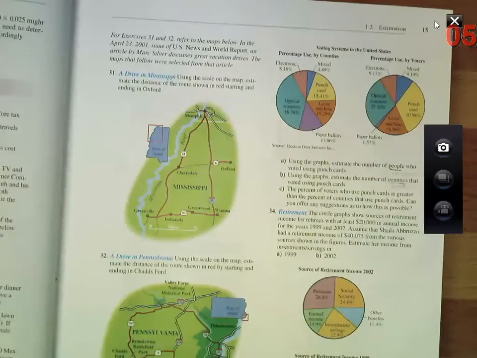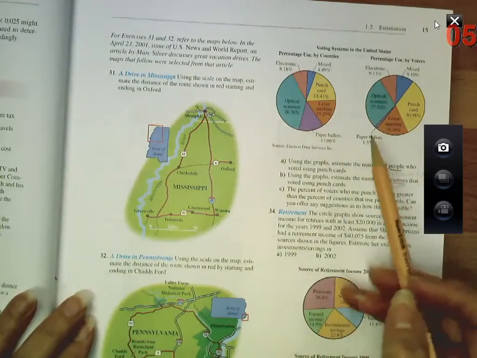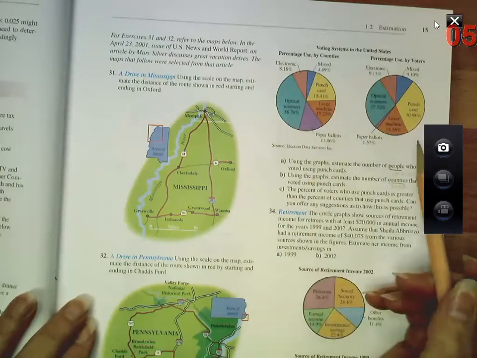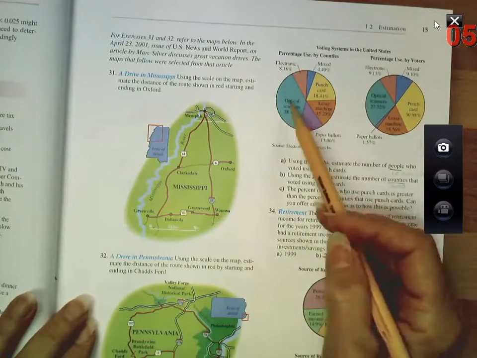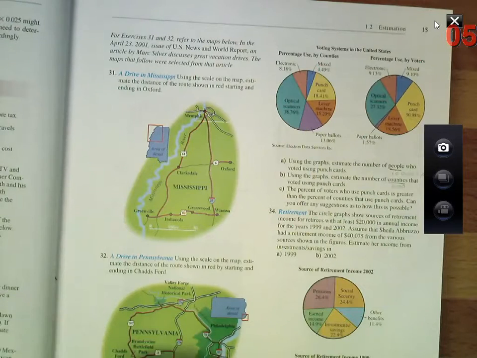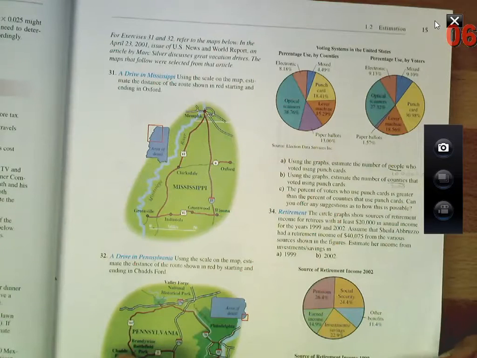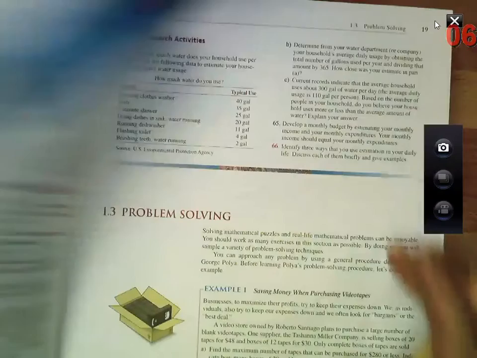Okay. Sometimes you had these where you had different circles and so many percent of the thing. And here's one also with retirement income. You've got 3%, 20%, 15%, and so forth. And they always tell you some number that you will be multiplying by in those. Same types of problems here.